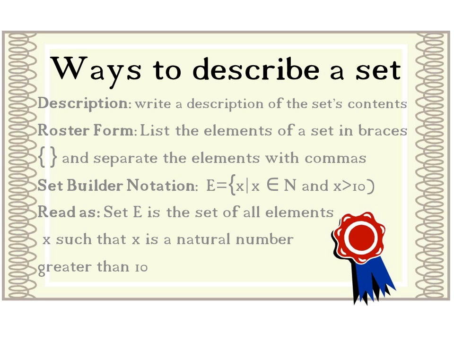A description is simply a written description of the set's contents. In roster form, the elements are listed inside of a set of braces and separated with commas. The example for set builder notation is read as set E is the set of all elements X such that X is a natural number greater than 10.